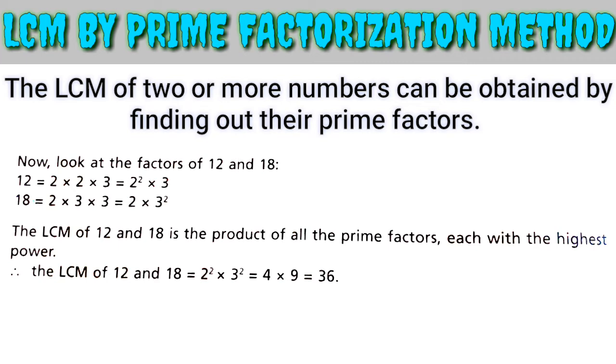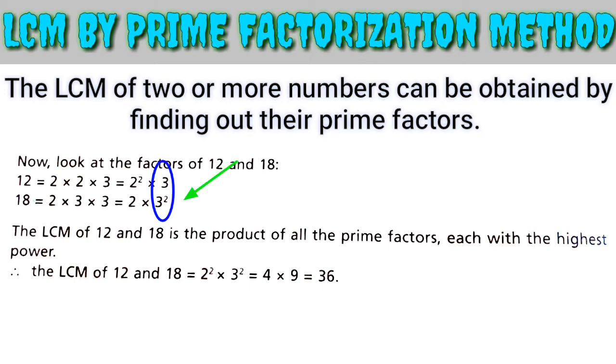In short, you have to just focus on 2 points. Number 1, the factors should be prime. Number 2, highest power of the prime number. Such as in the number 12, the factor of highest power is 2 raised to the power 2. And in 18, the factor of the highest power is 3 raised to the power 2.